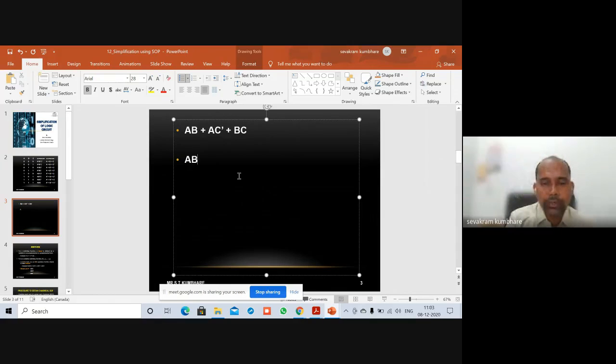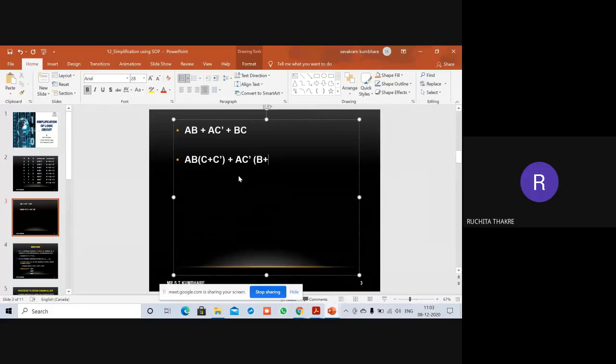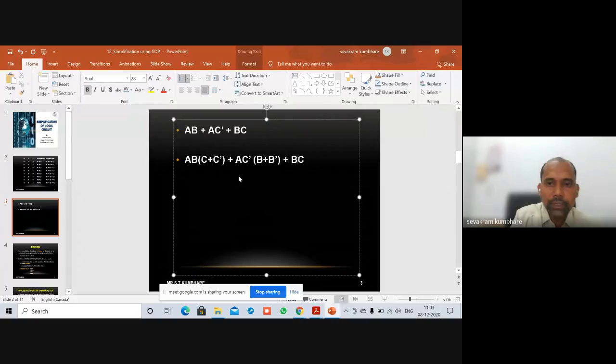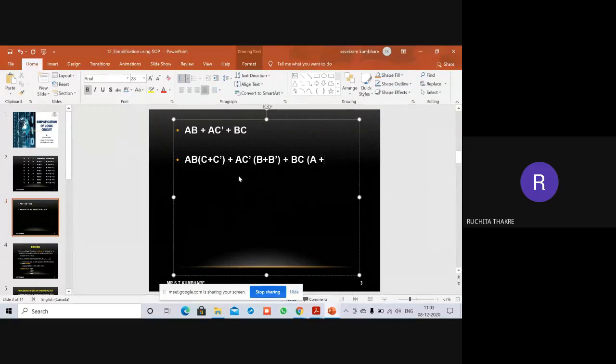Now how to convert it? You can do AB, and whatever term is missing, you have to write as X plus X bar. Since C is missing, I write C plus C bar. Next, A C bar: B is missing, so B plus B bar. Similarly, in BC, A is missing, so A plus A bar.